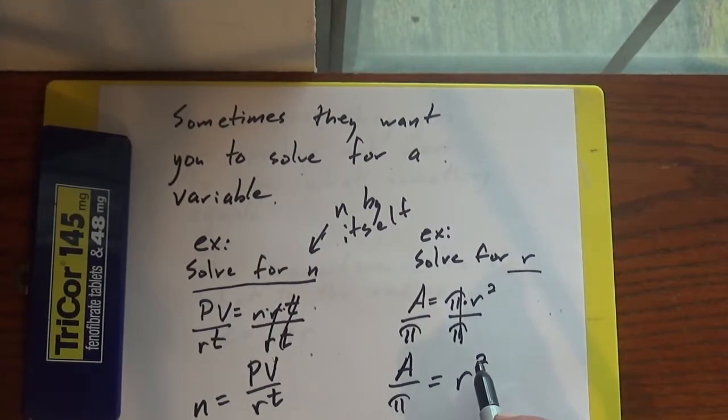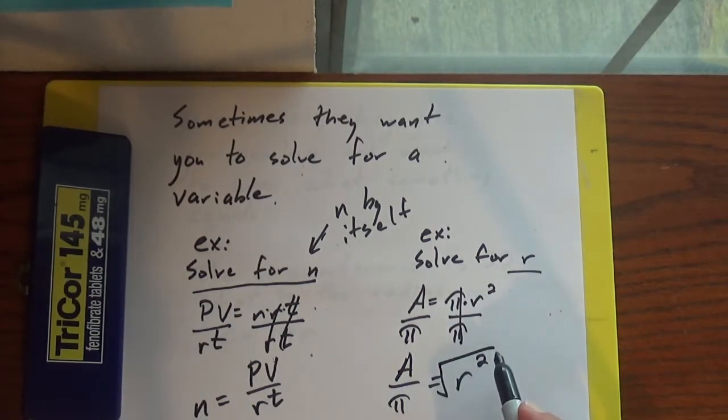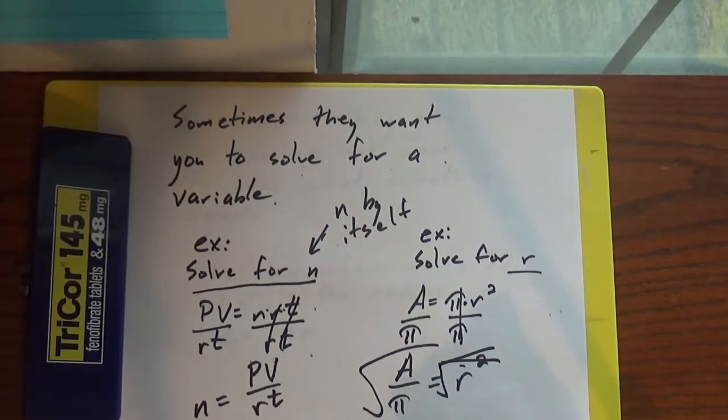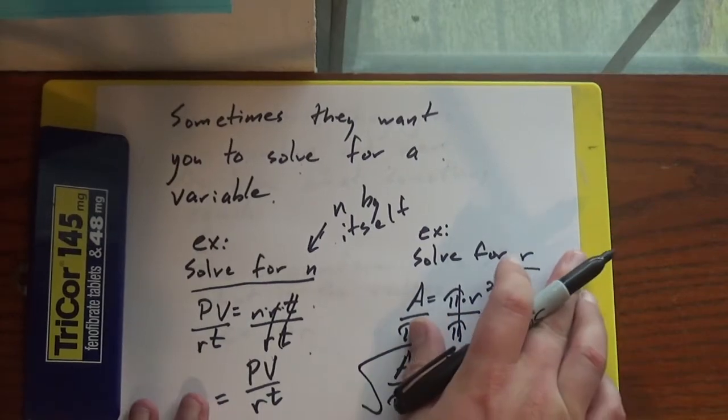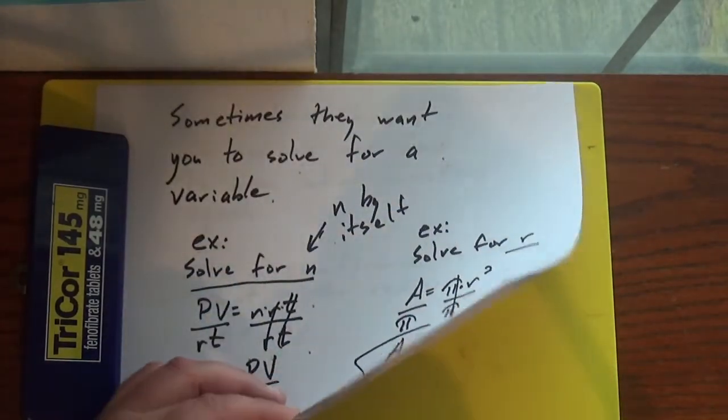Now r squared, squared and square root are opposites of each other. So to do the opposite, I need to do the square root here and here. These two cancel, so r is going to be the square root of a over pi. Now that's if they want the variable by itself.